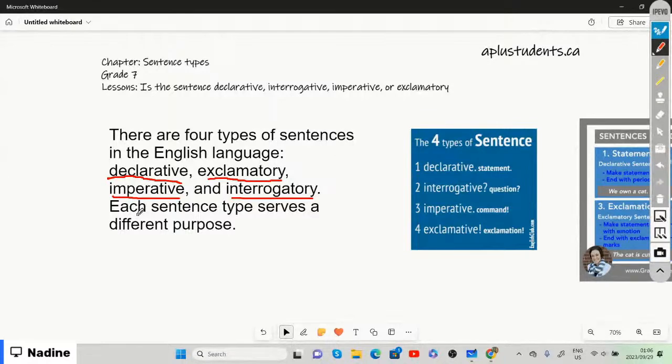Then we have interrogative, which is a question that is being asked. So an interrogative sentence is like a question that is being asked. Like, what time is it? How old are you? What is your name? That is a question.